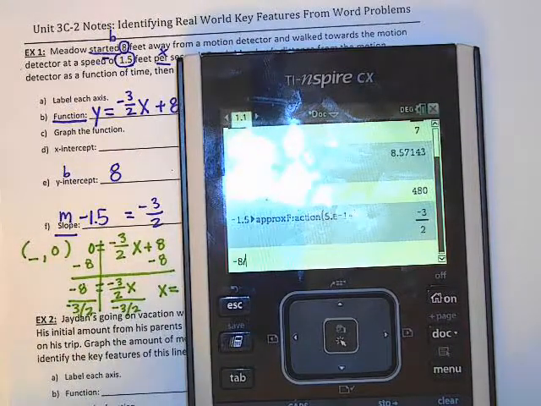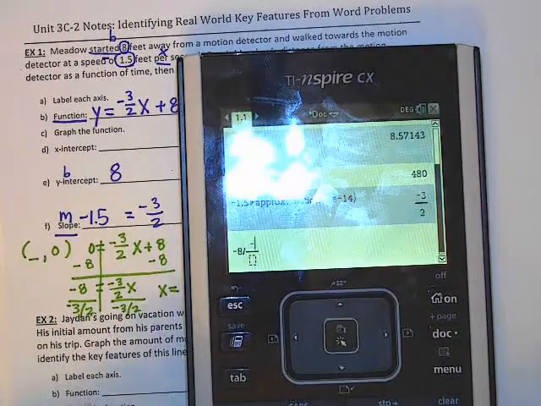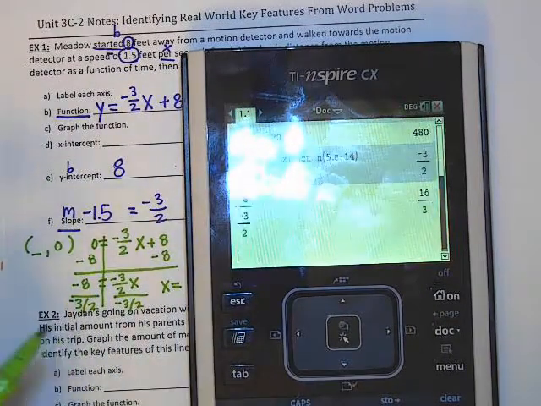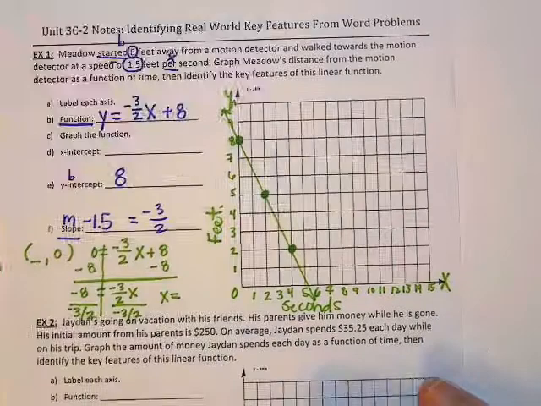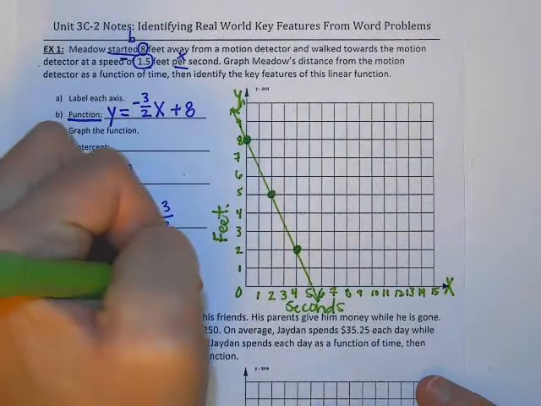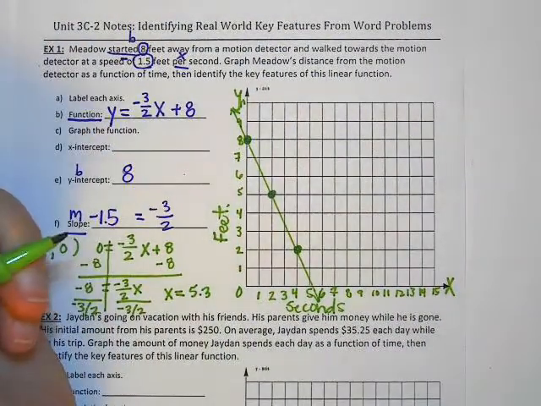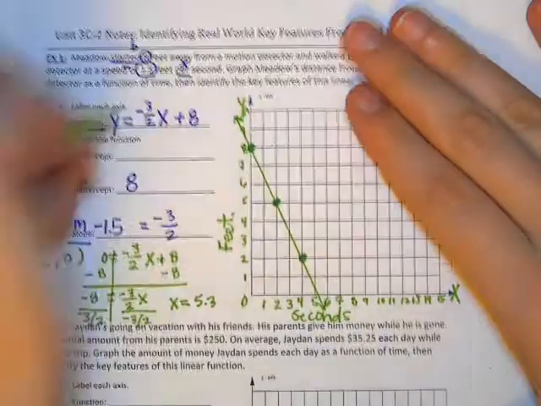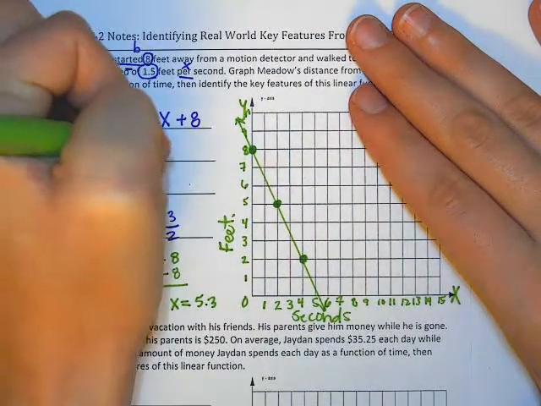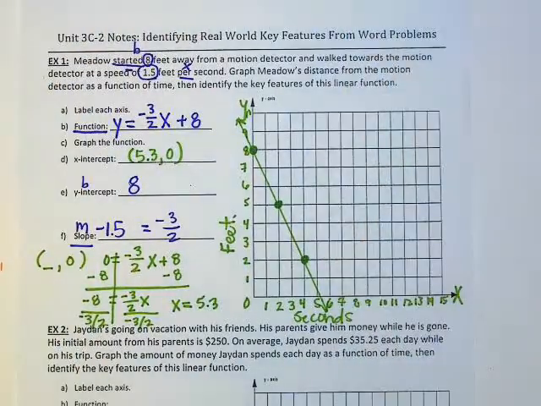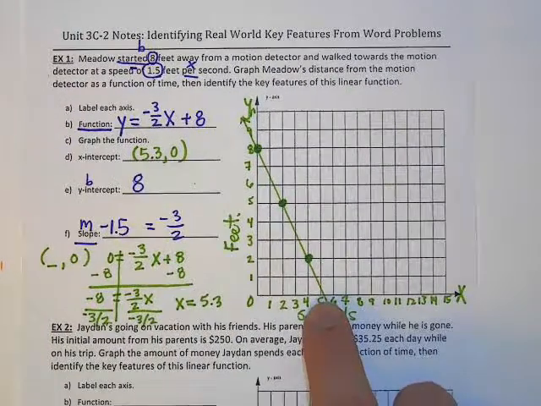Negative 8 divided by negative 3 over 2 is 5.3 repeating. So I'll just say 5.3 is fine. Okay, so what's my x-intercept? 5.3, comma, 0. Questions? Does that look about right? Yeah, it does.